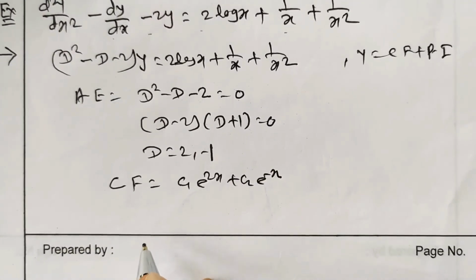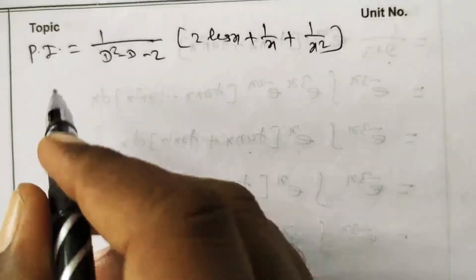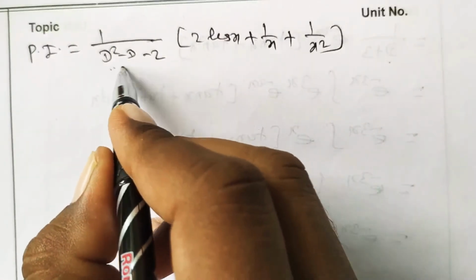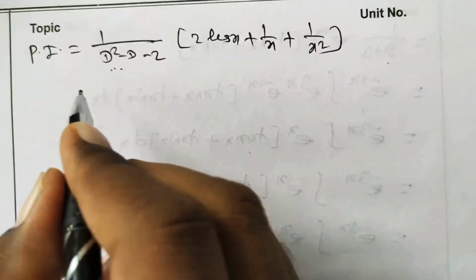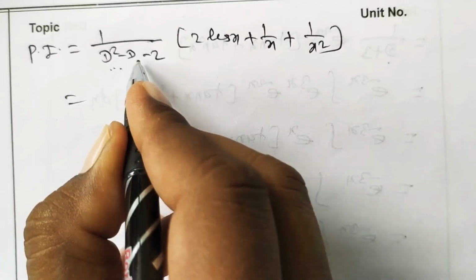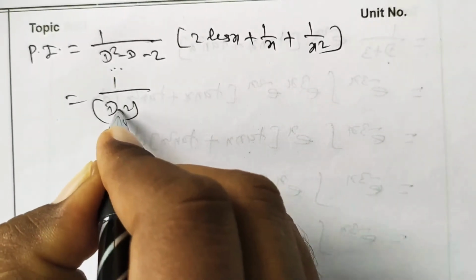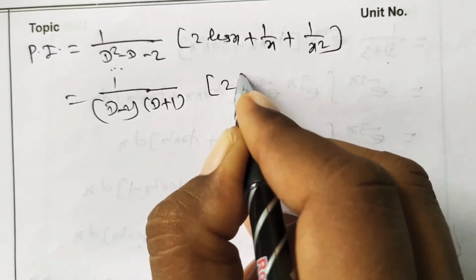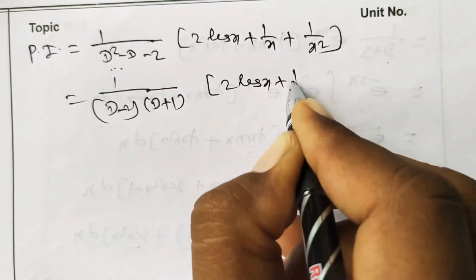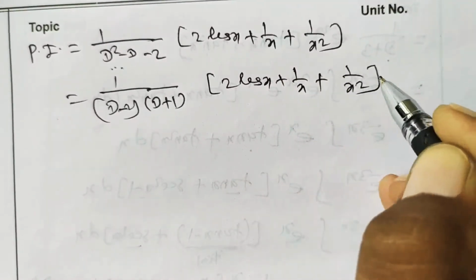Now we have to find the particular integral here. So PI is equal to 1 upon (D² minus D minus 2) into (2 log x plus 1/x plus 1/x²). And what are the factors of this D² minus D minus 2? That is (D minus 2)(D plus 1), acting on f of x, 2 log x plus 1/x plus 1/x².